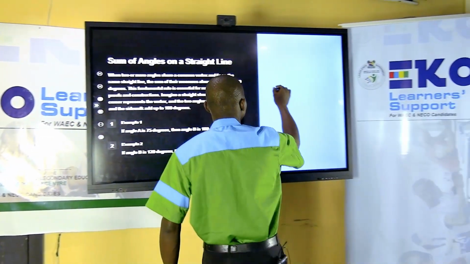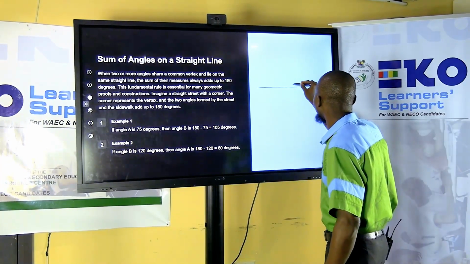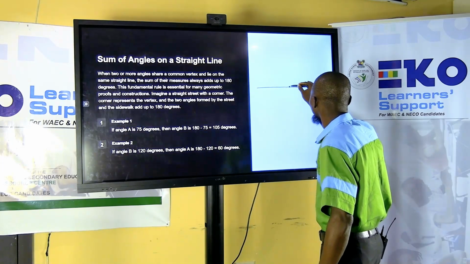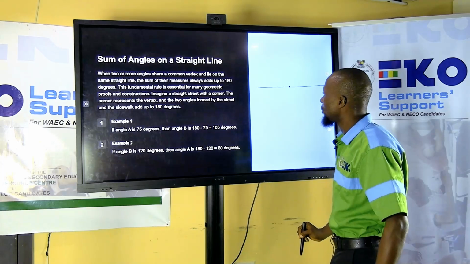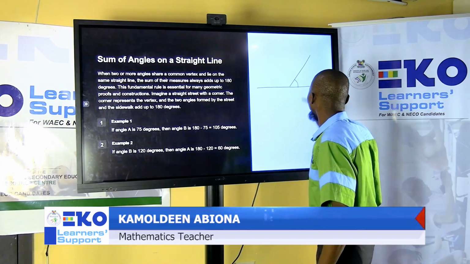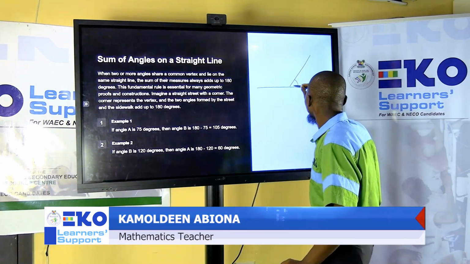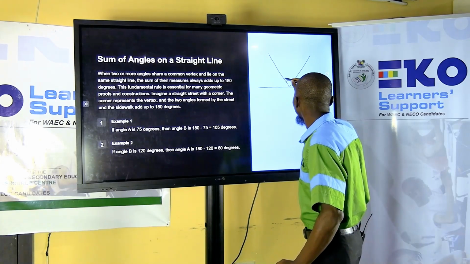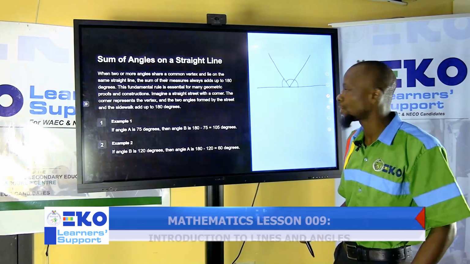Okay, so let's have a straight line. A vertex is just where two lines meet. So this can be a vertex. This is an angle. Any point where two lines meet, we have an angle. This can be another line. This is another angle, and this is another angle. So we have three angles forming at that particular vertex.